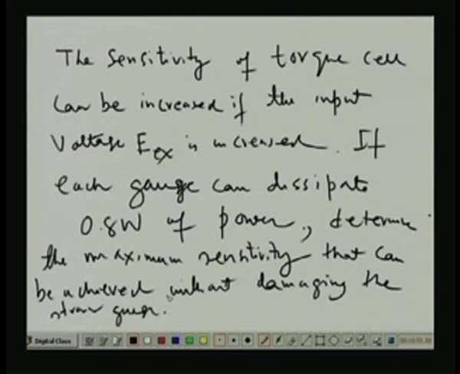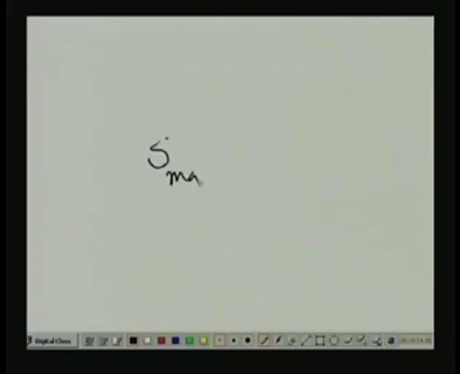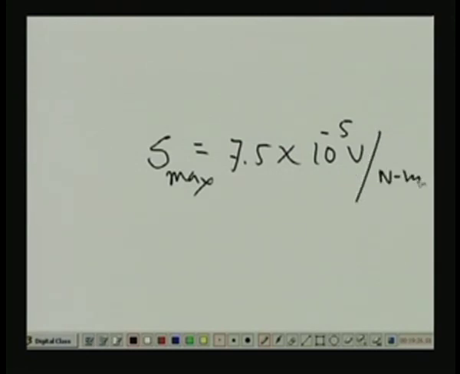You see, a strain gauge always has some limitation, that means how much power it can withstand. So that is already given, 0.8 watt of power it can pass. So accordingly you must calculate the current. Once you get the current, you know the voltage. So once you get the voltage, you can calculate the sensitivity, right. So the sensitivity here in this case, S max, will be given by 7.5 into 10 to the power minus 5 volt per Newton meter, right.